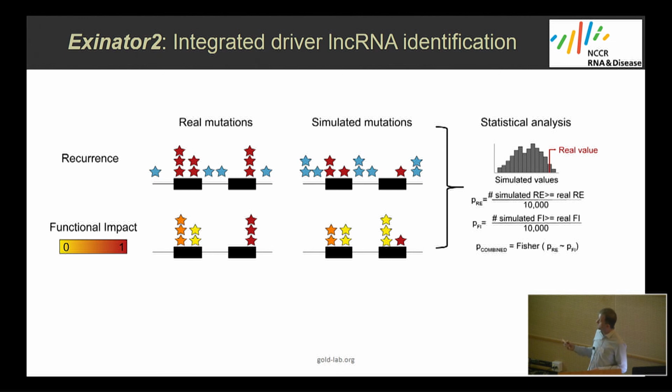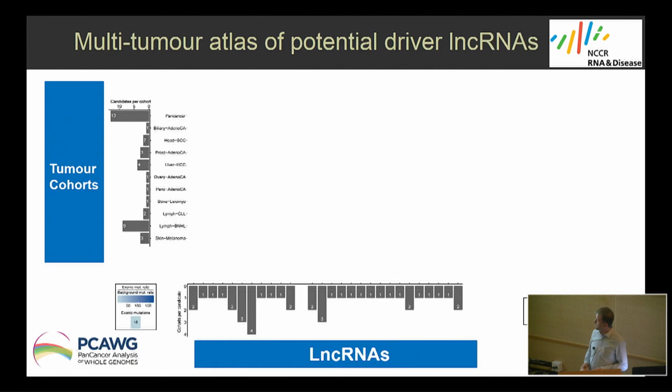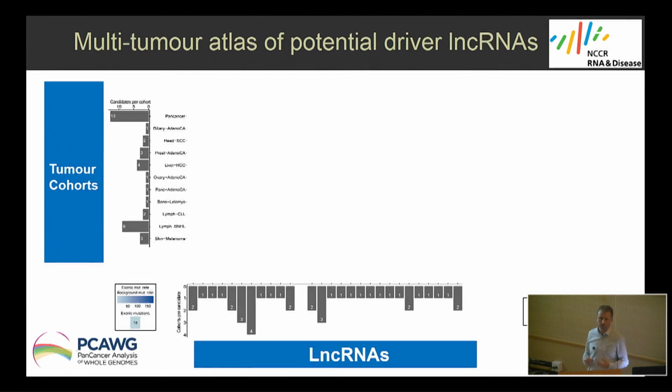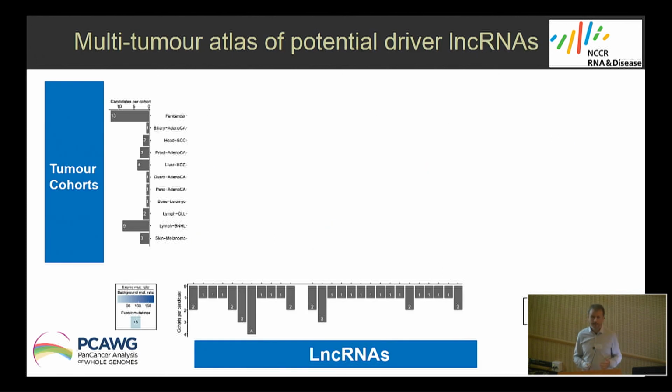And for each of these, it calculates a p-value. It combines these p-values together to get a gene-level significance value for being a driver for every lincRNA in your data set. So then we developed Exonator 2, and then we went back and ran it on these 2,500 tumors from the PEACOCK project, looking for putative cancer driver lincRNAs. So that's what I'm going to show you here.